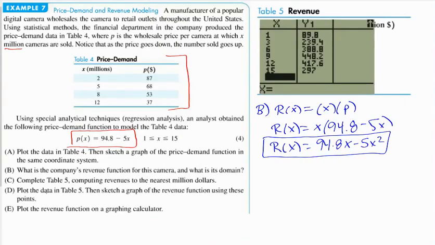Okay, so part C says complete table 5, computing revenues to the nearest millions of dollars. This is part C right here. Part D says plot the data in table 5, then sketch the graph of the revenue function using these points. And then part E says plot the revenue function. So we're going to do all of this on the graphing calculator now.